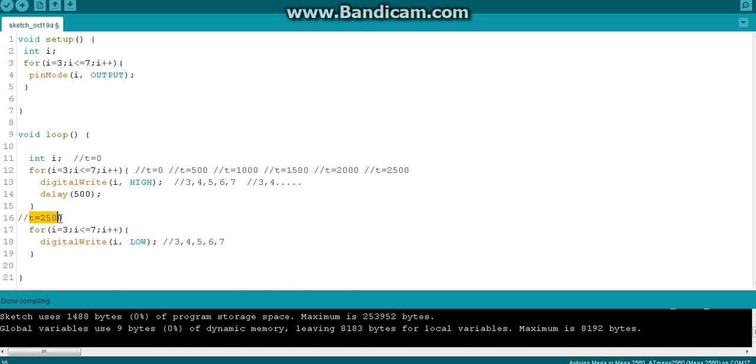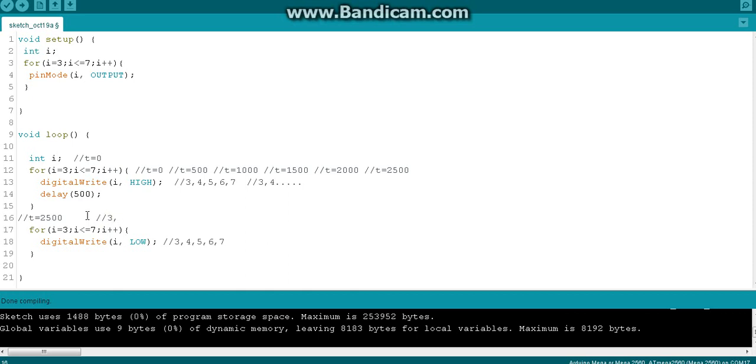I am assuming that you have watched the last video and you are coming here as a continuity, so that you will understand this. Otherwise you will not understand this. Assuming so, line number 16, t value is 2500. Now the next for loop iteration. When the t value is now 2500 here, what are the LEDs on?